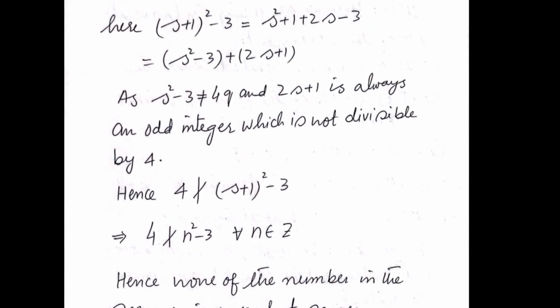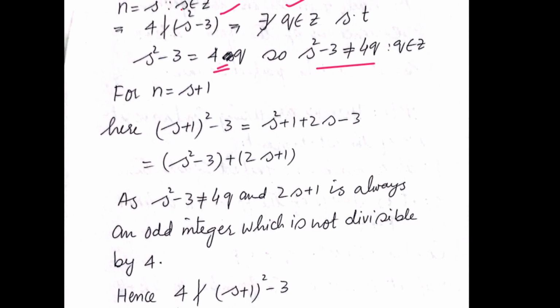Next we check the statement for n equal to s plus 1. So consider the number (s plus 1) square minus 3. Actually, I have to show that 4 does not divide n square minus 3 for any integer. So when you put n equal to s plus 1 here, this becomes (s plus 1) square minus 3. So we solve this number. By expanding the square, we have s square plus 1 plus 2s minus 3.